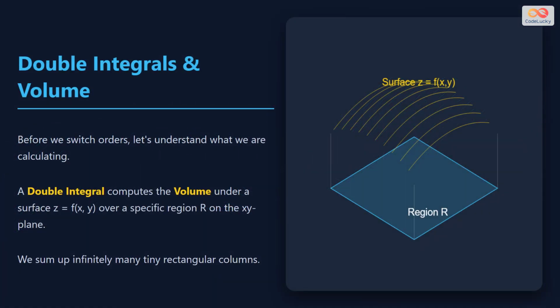Before we dive into the theorem, let's recall what a double integral represents. Geometrically, calculating a double integral of a function f of x and y over a region R is equivalent to finding the volume under the surface defined by that function. We approximate this volume by summing up infinitely many tiny rectangular columns over the region.